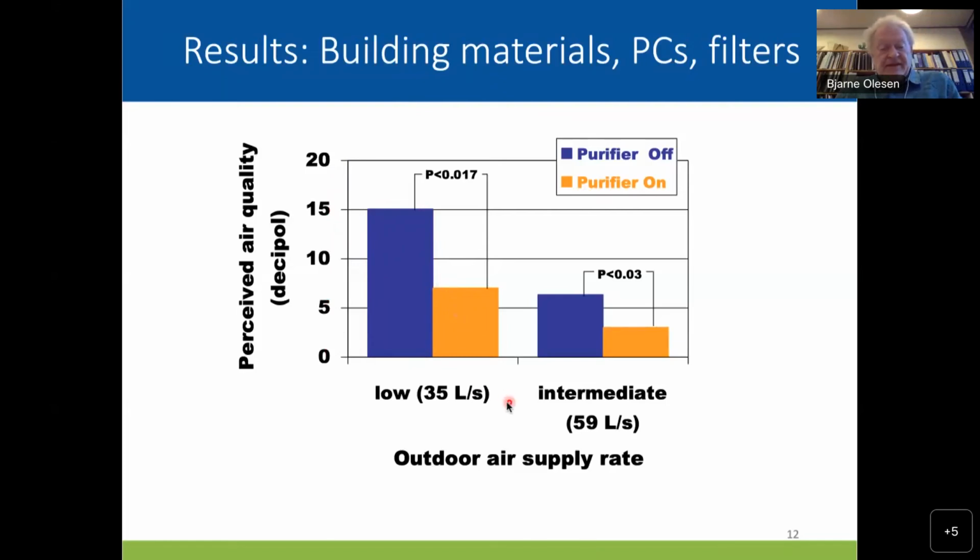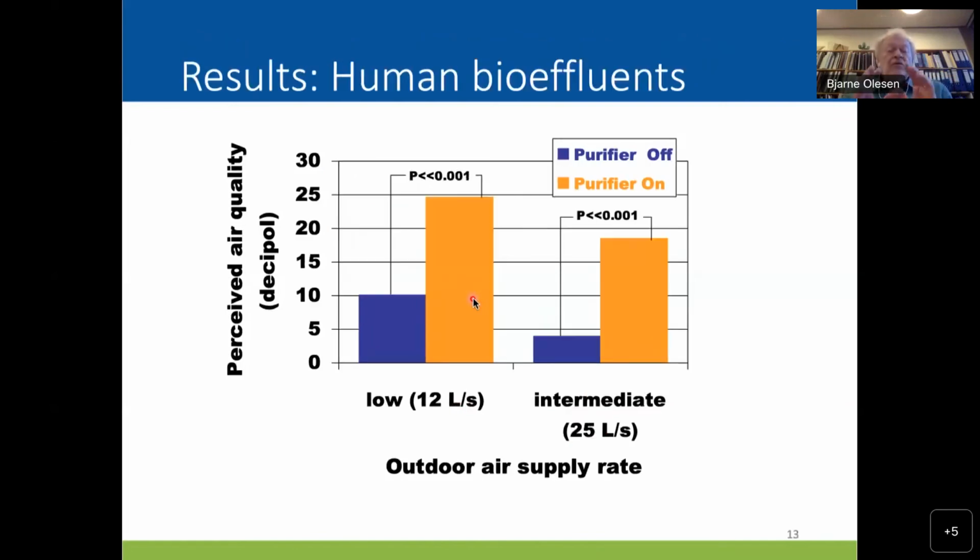And when we increased the ventilation rate from 35 to 59 liters per second in that room, we saw the effect of increasing ventilation was about the same as the effect of the air cleaner. So we could say, here is what the effect would be of the air cleaner. But when we now used human bioeffluents as a source, and that's what we always have in rooms we ventilate for people, we saw the opposite. Then when we turned on the air cleaner, the perceived air quality got worse.